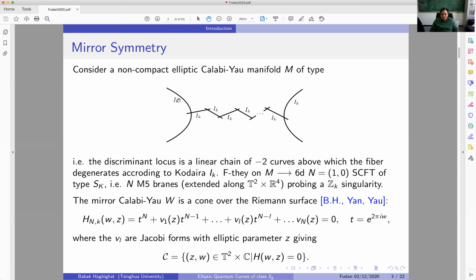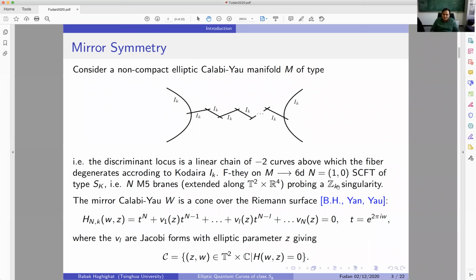And this is a non-compact curve on the left, and this is a non-compact curve on the right. These Calabi-Yau manifolds are important, as I said before, for 6d SCFTs, namely, you take F-theory on this manifold, and this will give rise to a (1,0) SCFT of type A_k. So in this particular case, where we have n-1 of such -2 curves, we get n M5 branes extended along T2 times R4, and they are probing a Z_k singularity.